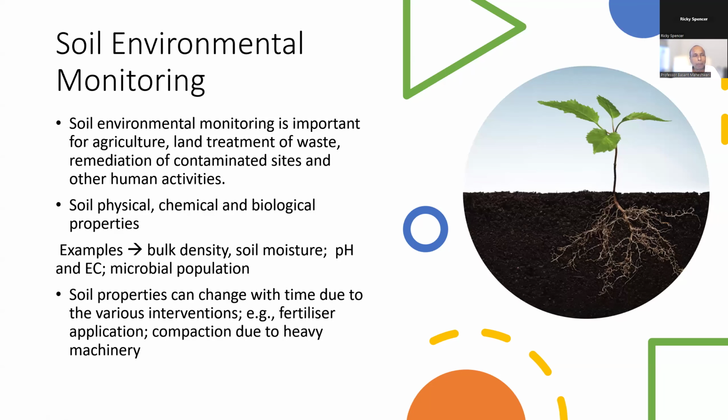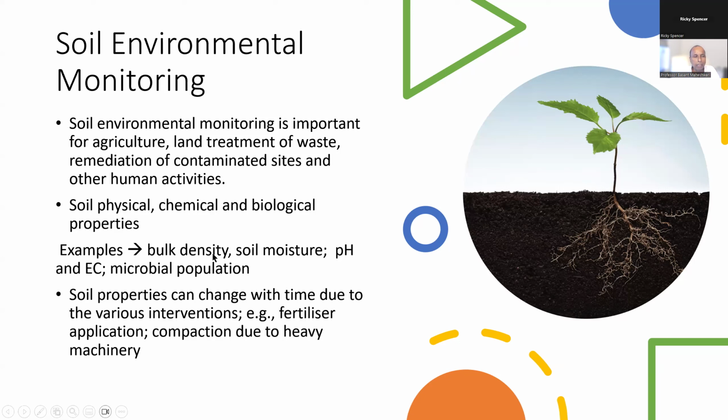Now, soil water monitoring, soil environment monitoring is important for agriculture, land treatment of waste, remediation of contaminated sites, and other human activities. So we are all the time doing something with the soil and land, and to really sustain our activity, we need to monitor. So there are soil physical properties, chemical properties, biological properties we need to monitor depending upon what is important.